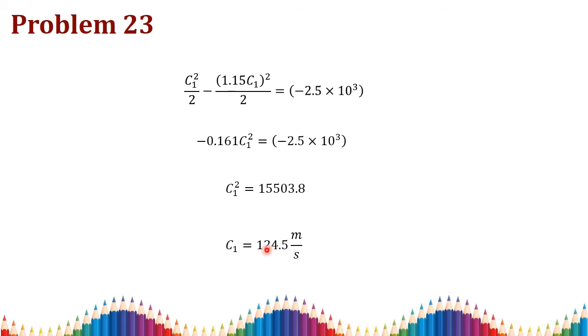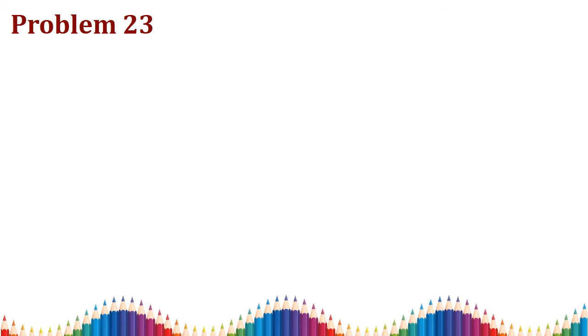Okay, so why do we need to find c1? Because we need to find the mass flow rate. So the mass flow rate equation will be A1 C1 divided by V1. That is pi by 4 D1 square, where D1 is the inlet diameter, the diameter of the pipe, which is given, but the initial velocity is not given. So we did this to find the initial velocity as 124.5 meter per second.